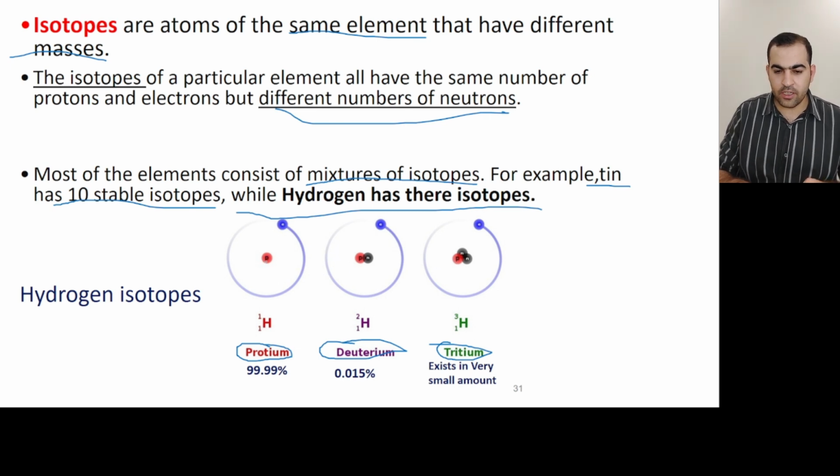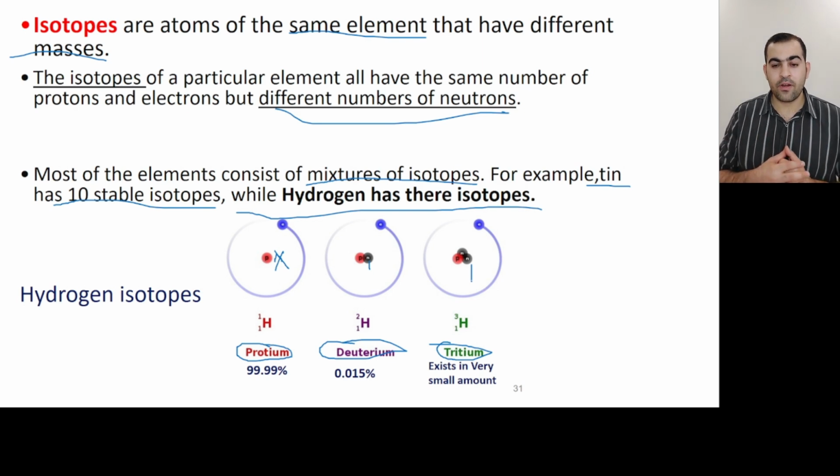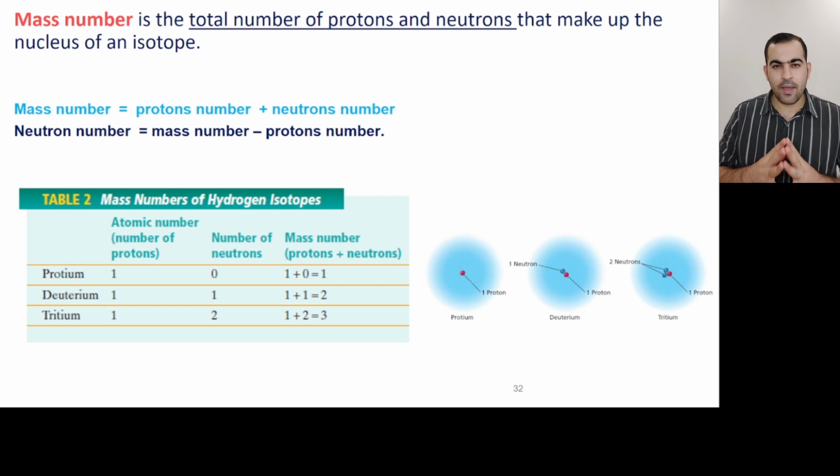Protium, deuterium, and tritium are isotopes of hydrogen, but they differ in number of neutrons. They all have 1 electron and 1 proton, but protium doesn't have a neutron. Deuterium has 1 neutron. Tritium has 2 neutrons. So they have different masses, different mass numbers. We can also say different atomic masses.